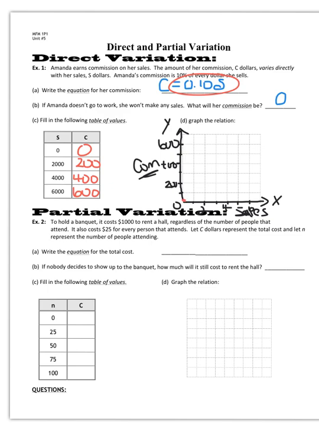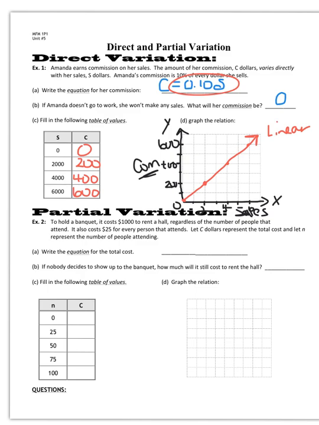And then we'll go ahead and plot our points on. So we have 0, 0. We have over 2,000 up to 200. Over 4 up to 4. Over 6 up to 6. So it makes a nice straight line, you'll notice. The other day we talked about that. That means this is a linear graph. It makes a nice straight line.